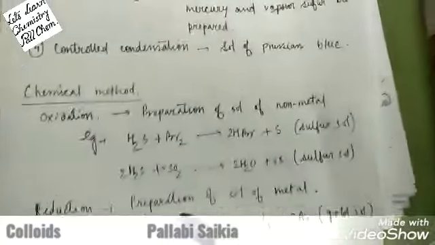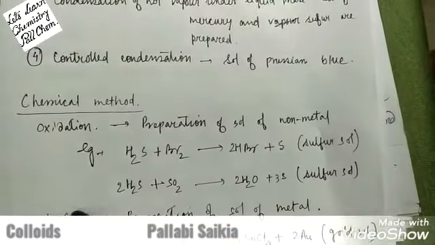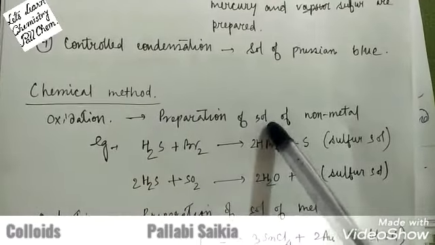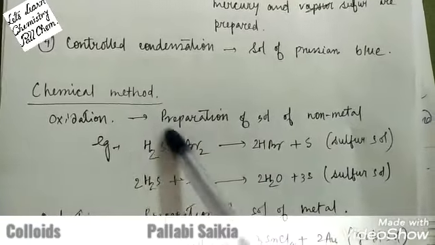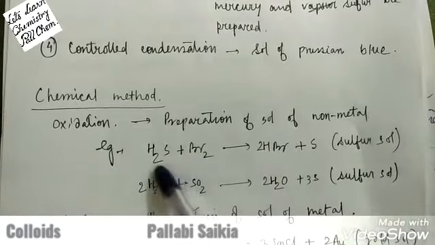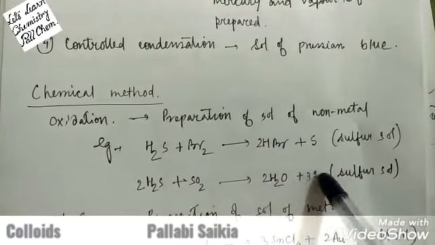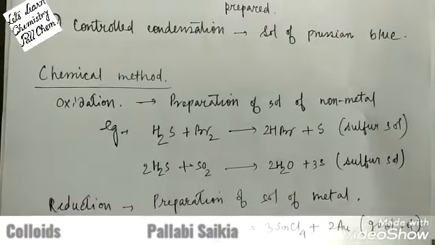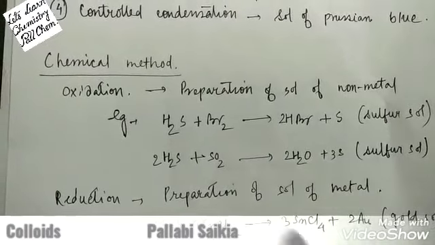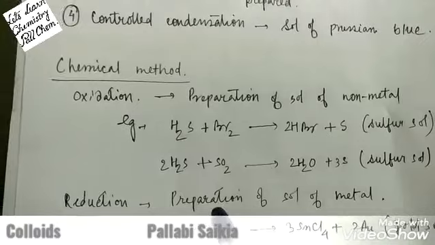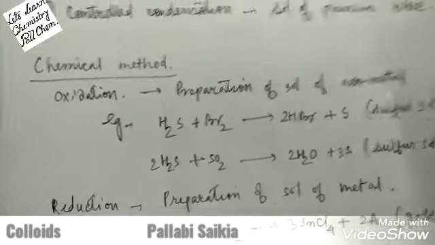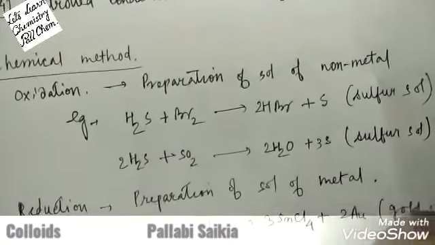Next is chemical method. So chemical method includes oxidation, reduction, hydrolysis. The oxidation method is applied for the preparation of sol of non-metal. For example, when H2S gas is passed through the bromine water, then sulfur sol is obtained. Similarly, H2S gas is passed through the sulfur dioxide, then sulfur sol is obtained. Similarly, reduction method is applied for the preparation of sol of metal. Gold sol can be obtained by the reduction of AuCl3 with SnCl2. So this is reduction method.